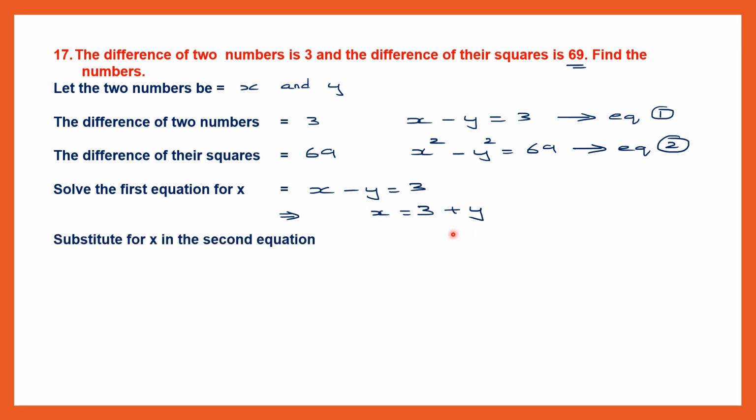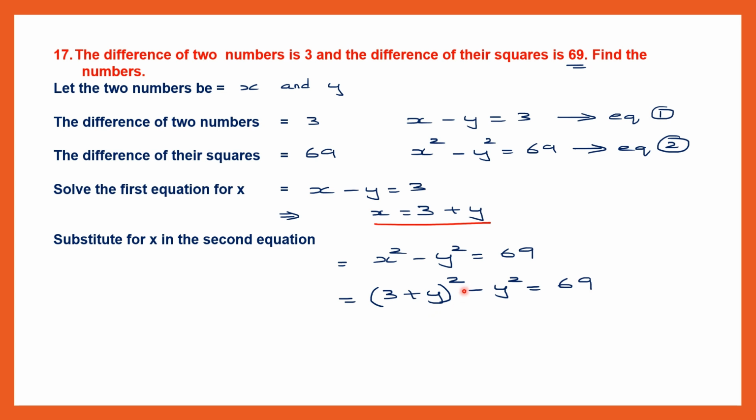Now what are we going to do? We are going to substitute for x in the second equation. The second equation is x square minus y square is equal to 69. Wherever we have x, we are going to substitute, because we know x is 3 plus y. So instead of x, I'm going to write 3 plus y the whole square, minus y square is equal to 69.